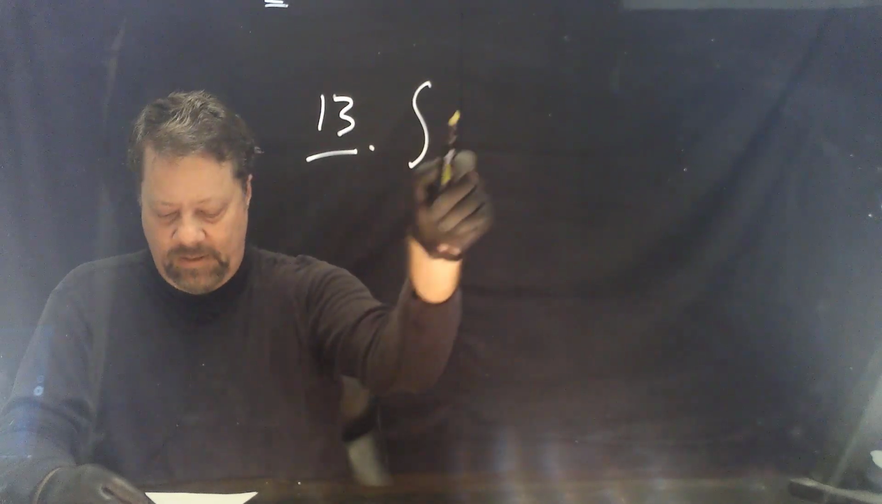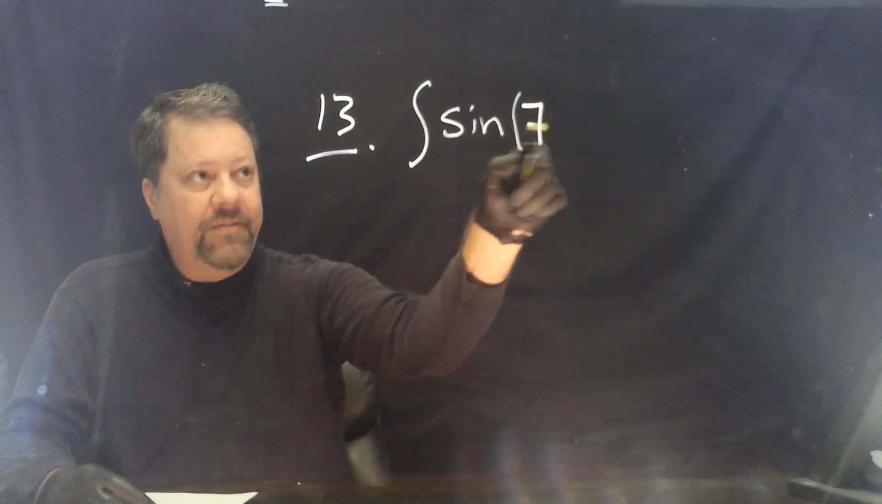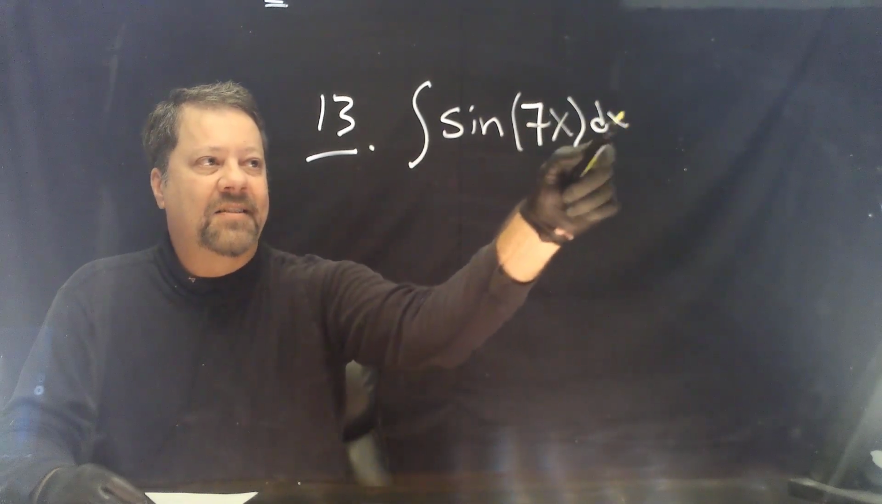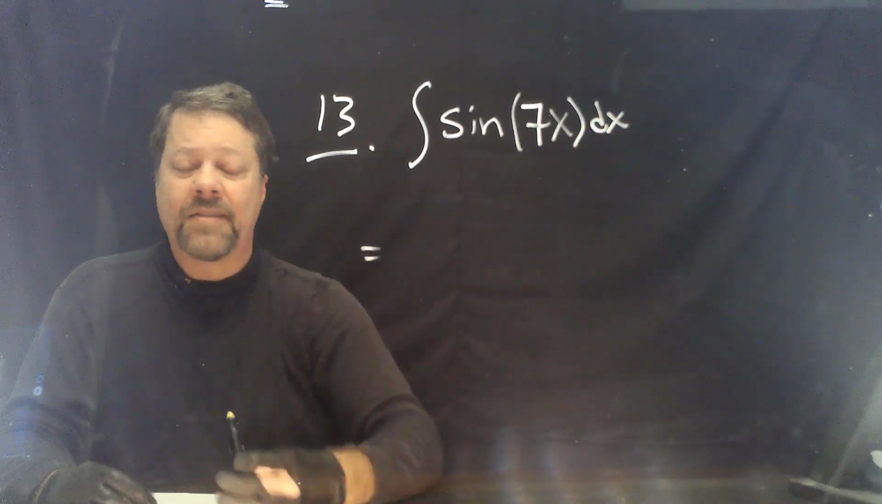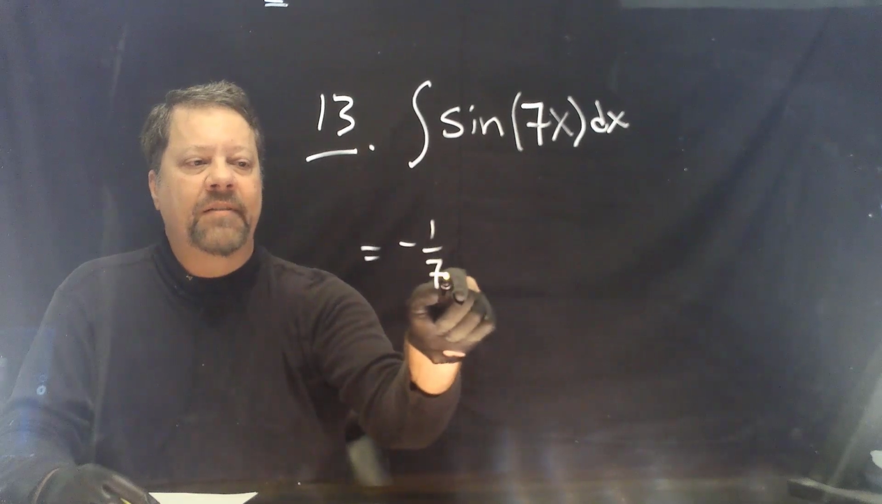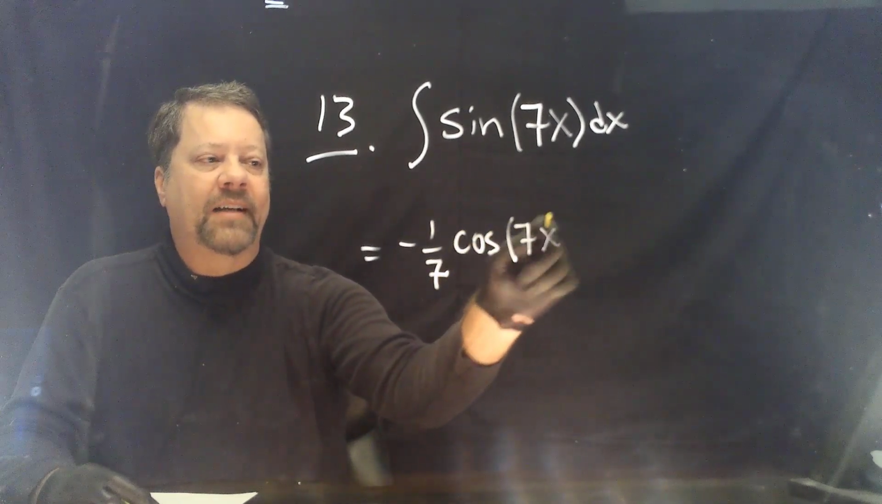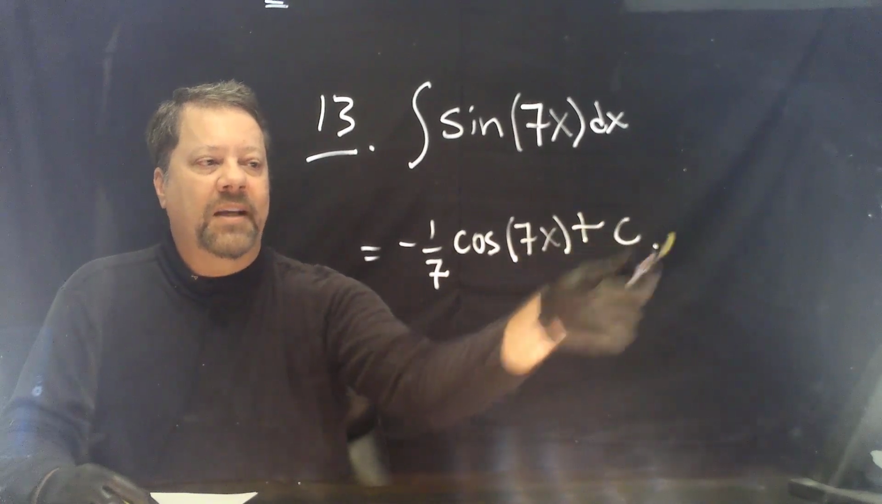There are certain things you just need to know. So these are like free points. The integral of sine of 7x dx. Well, the integral of sine is negative cosine, but we have a seventh. So we'll have negative 1/7 cosine 7x plus c.